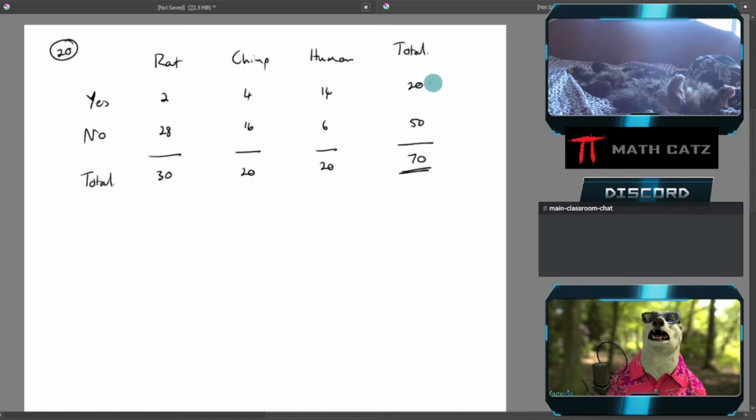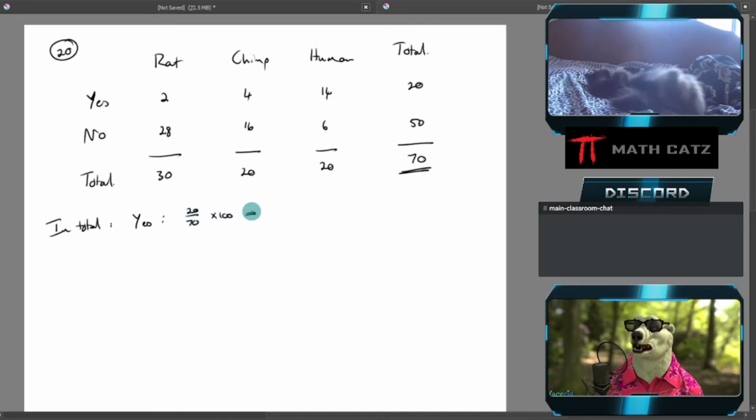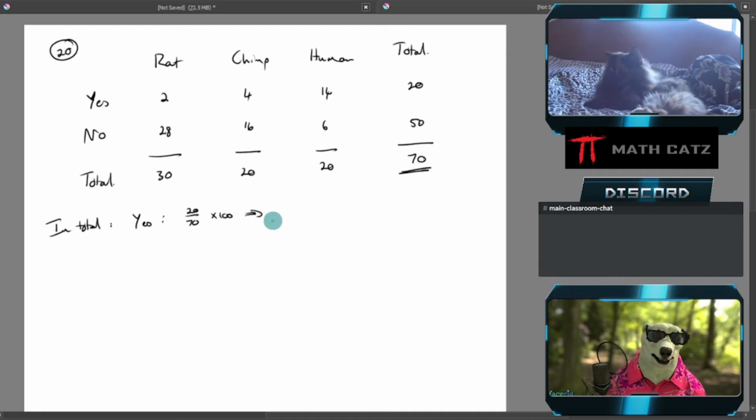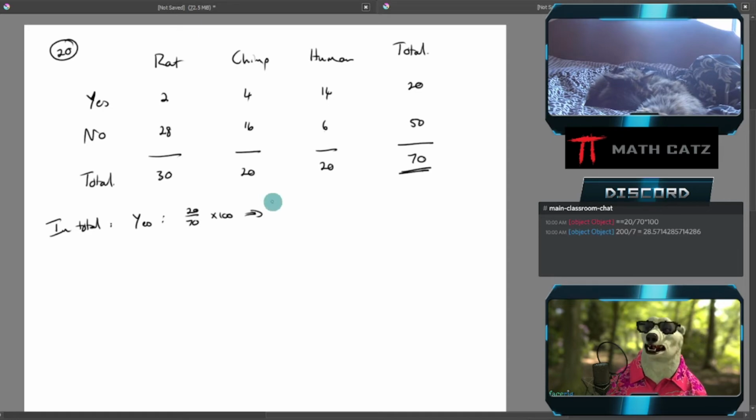So those are the percentages that I'm looking for. So let's say here in total, the yes was 20 out of 70. We change that to a percentage. We get, well, I'll do it in the chat, sure. If you don't know your sevenths, that might need a calculation. And we get 28.57%.